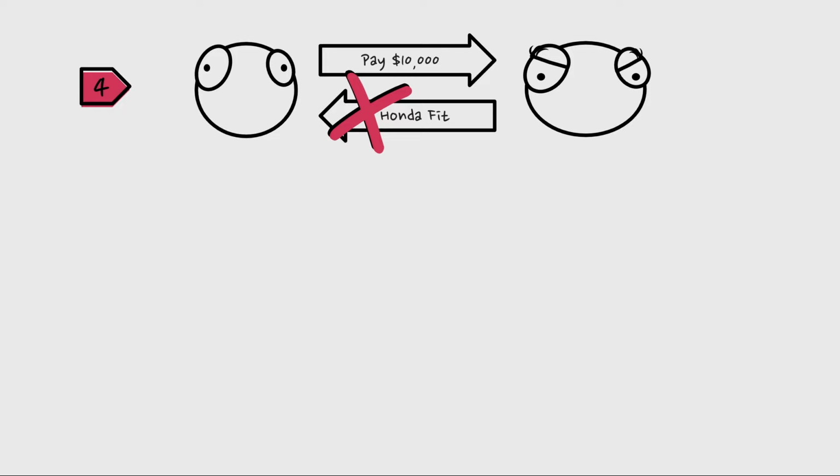Now we know that is very, very likely to be a material breach, which would mean that Bob would be excused. Under contract law, Bob would be excused from having to pay his $10,000 because Barb never delivered the Honda Fit. She breached, right? She breached in that regard. And so Bob would be free to not follow through on his obligation, his duty to pay the $10,000.